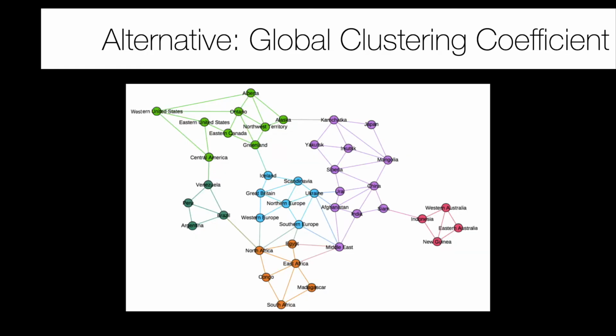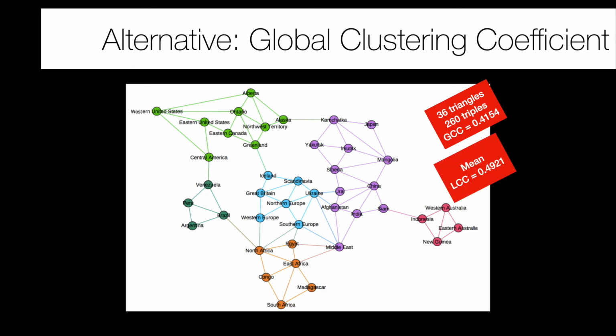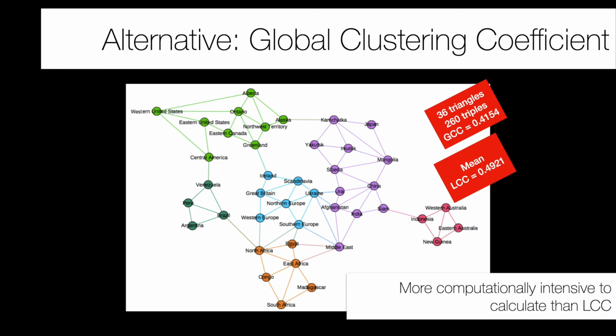So then we can calculate the global clustering coefficient for this RISC network. And we see there's 36 triangles over 260 triples for a global clustering coefficient of about 0.42, whereas the mean local clustering coefficient is slightly higher, about 0.49.